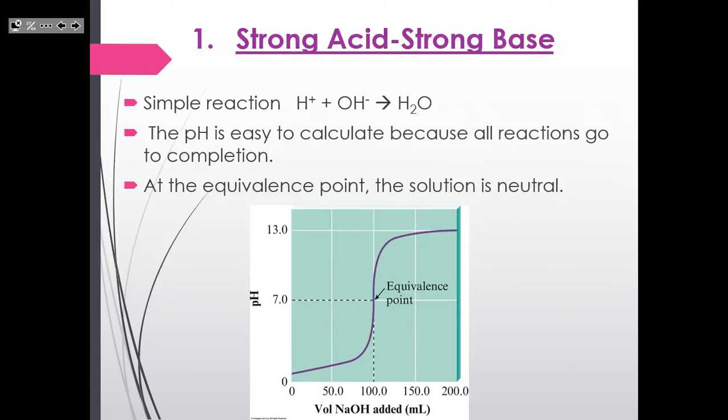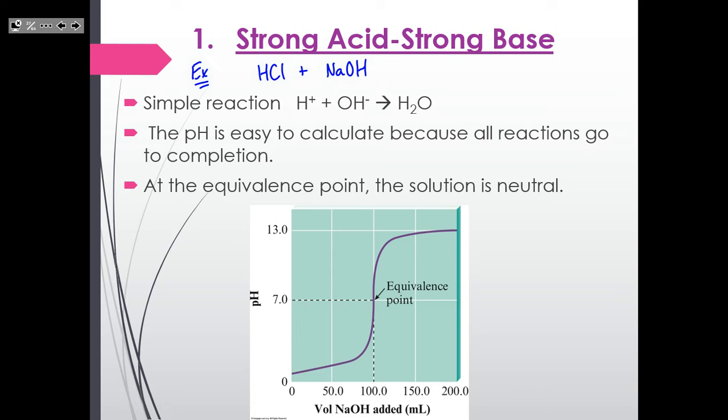So the first thing we're going to look at is the net ionic equation for a strong acid, strong base titration curve. The net ionic equation comes from the mixture of a strong acid. I'm going to go ahead and give you an example here of hydrochloric acid plus sodium hydroxide, both of which are strong in nature.